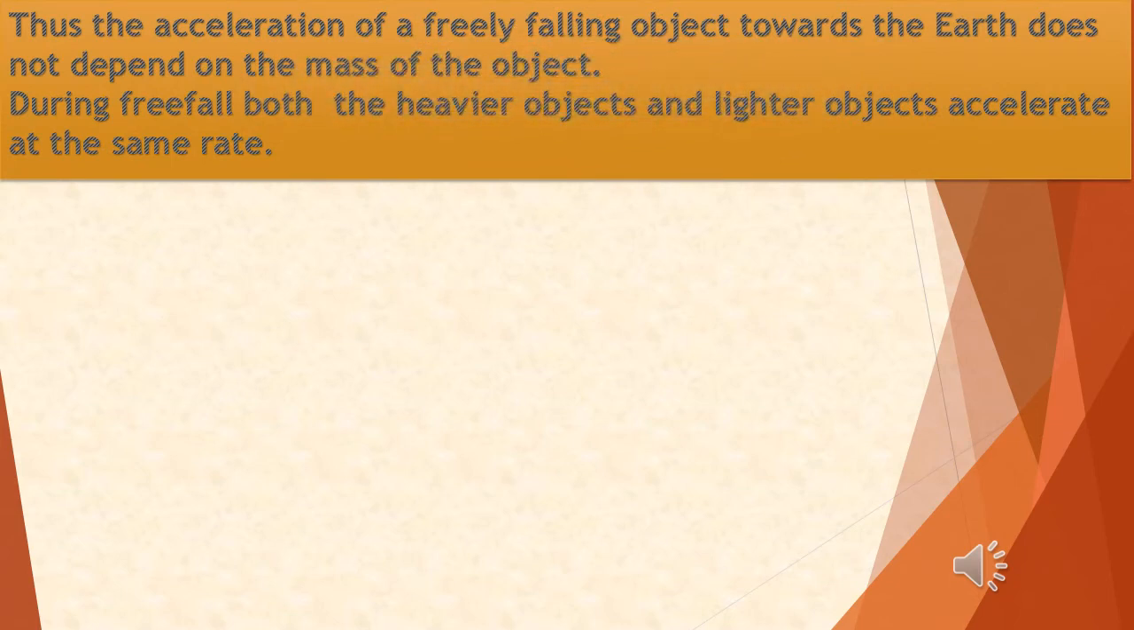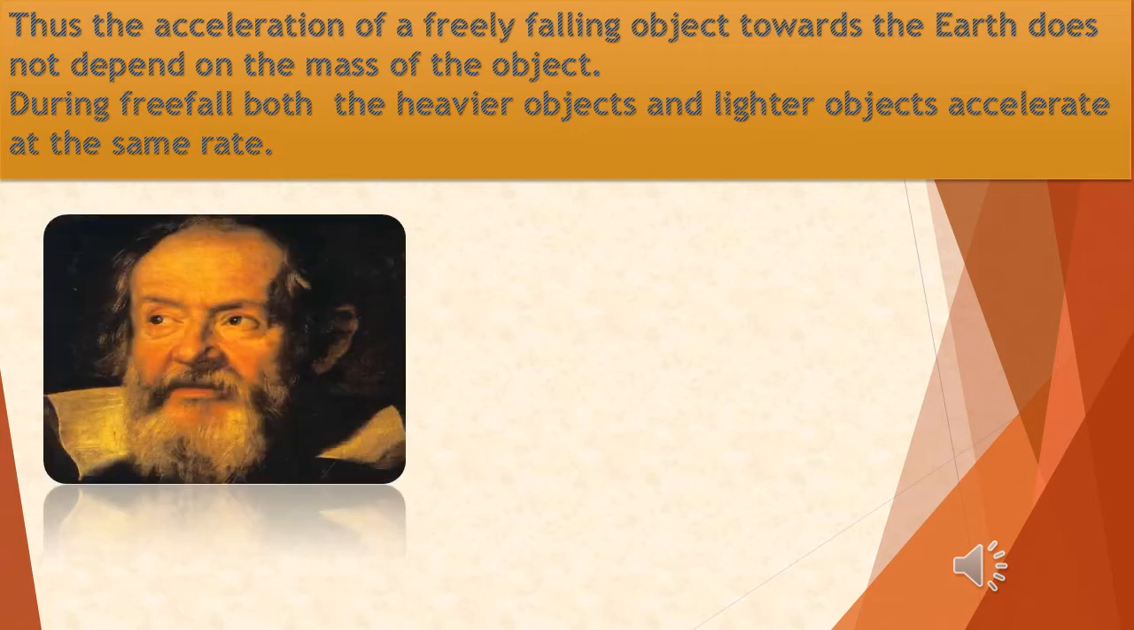Thus, Galileo proved that the acceleration of a freely falling object towards the Earth does not depend on the mass of the object. Earth pulls all objects in the same manner. During free fall, both the heavier objects and the lighter objects accelerate at the same rate.